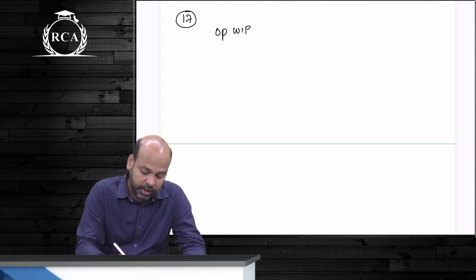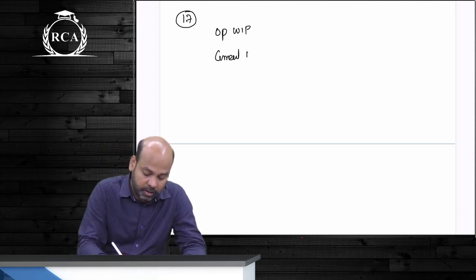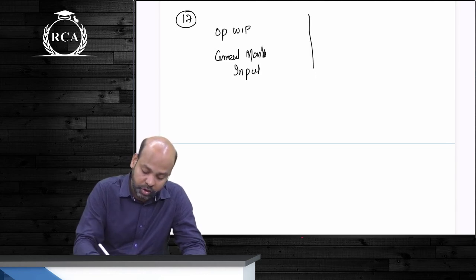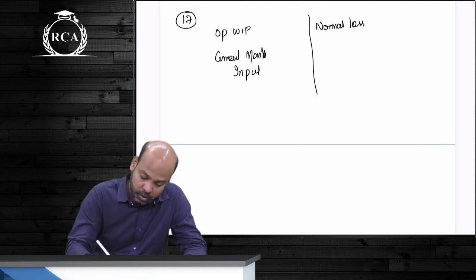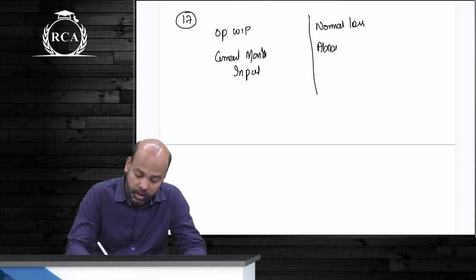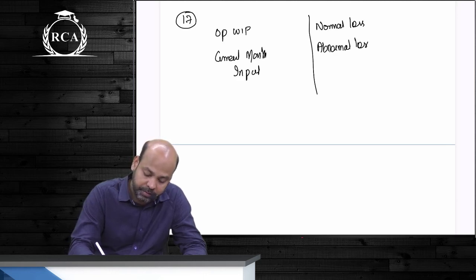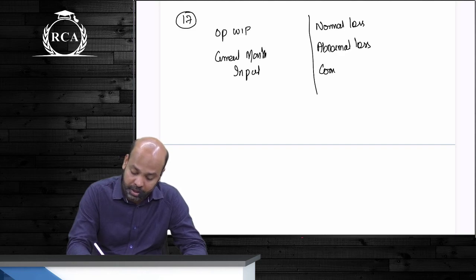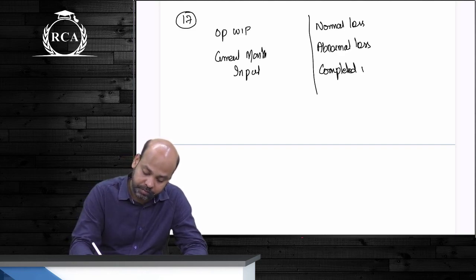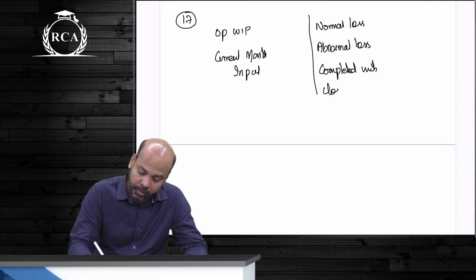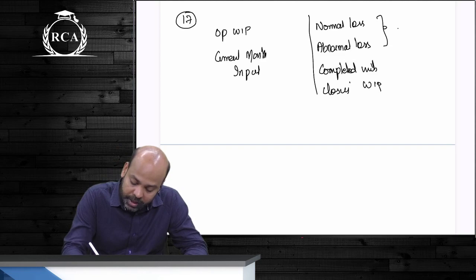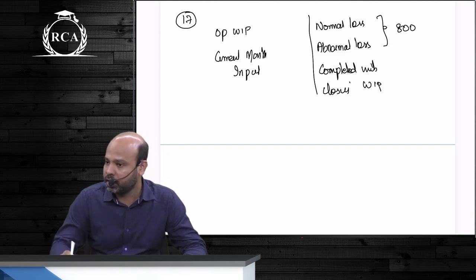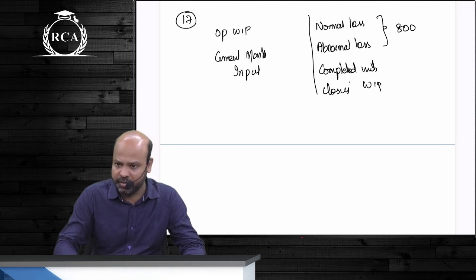Opening work in progress, current month input should match with, what do we write on the credit side? Normal loss, next abnormal loss, next completed units, next closing work in progress. Don't we write all of this? I do not know the bifurcation, but I do know this is collectively 800. Total losses during the current month were 800.